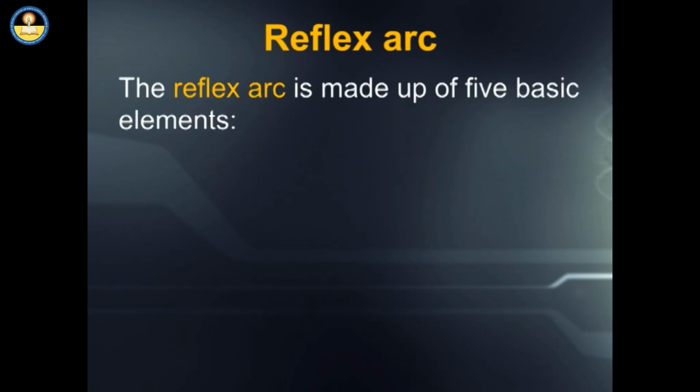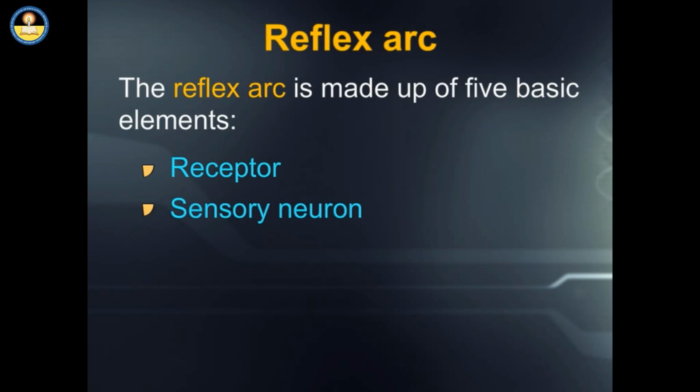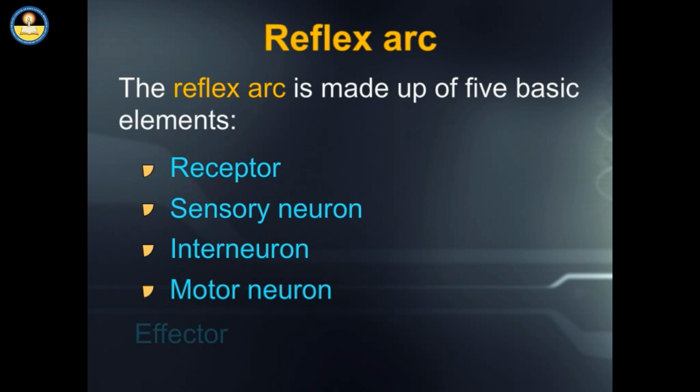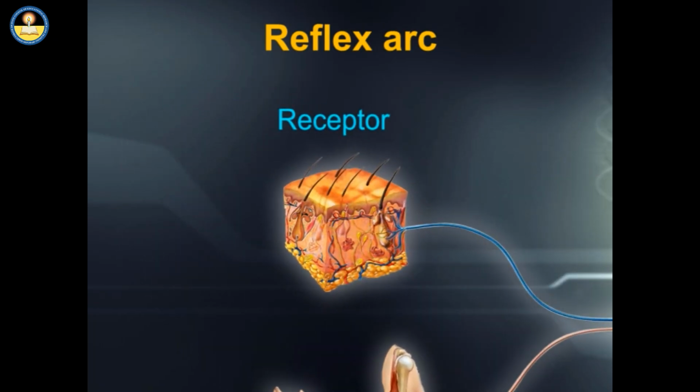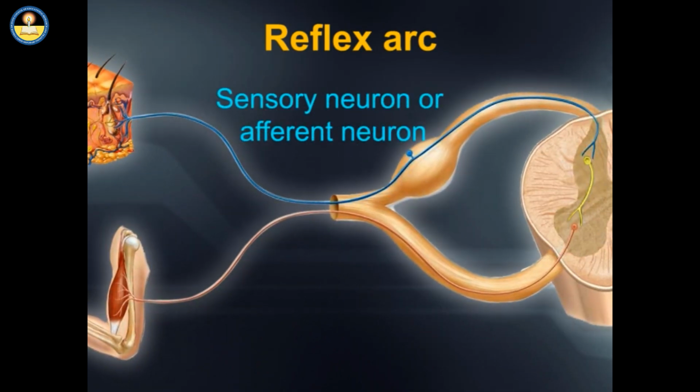The reflex arc is made up of 5 basic elements. These include the receptor, the sensory neuron, interneuron, the motor neuron, and the effector. Receptor. A receptor is a group of specialized cells that receives the stimulus from the surroundings. Sensory neuron or afferent neuron. A neuron which conducts impulses representing information from the stimulus.